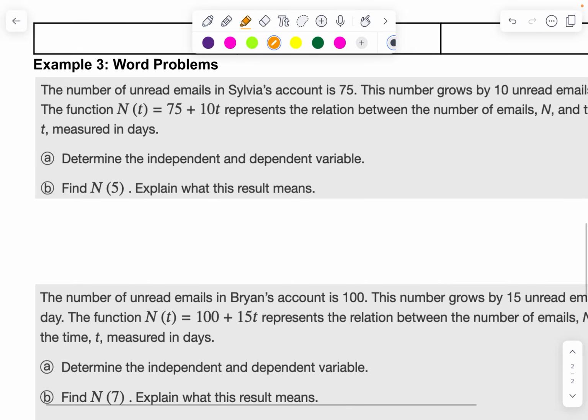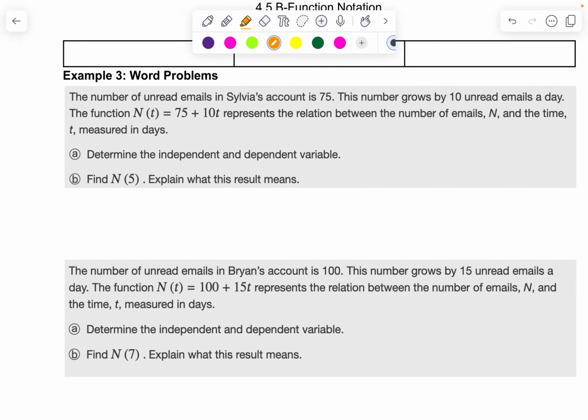All right, the number of unread emails in Sylvia's account is 75. This number grows by 10 unread emails a day. The function n of t equals 75 plus 10t represents the relation between the number of emails n and the time t measured in days. Well, we know whatever is in parentheses here is our independent variable. So in this case, our independent variable is time, and our dependent variable is number of unread emails.